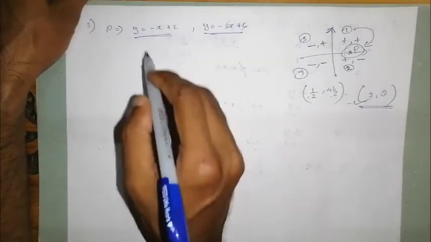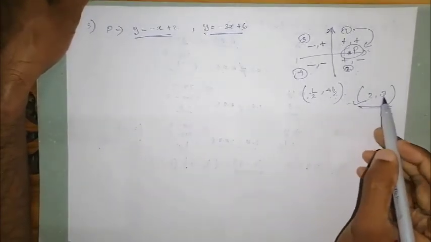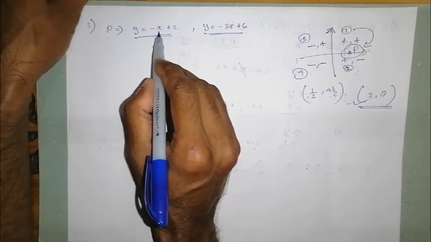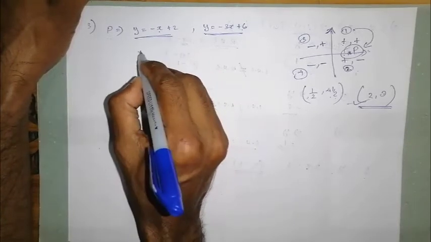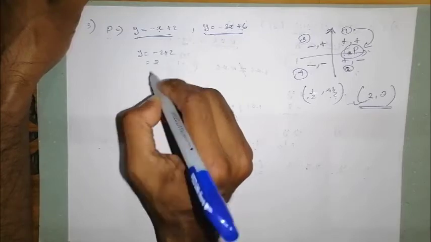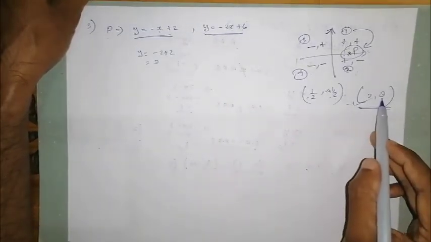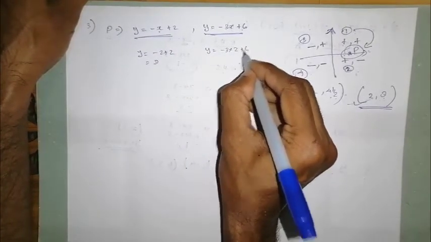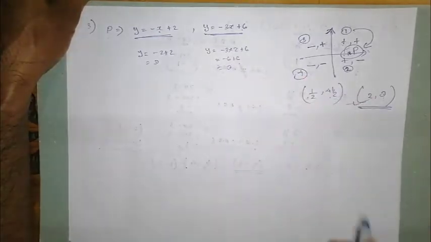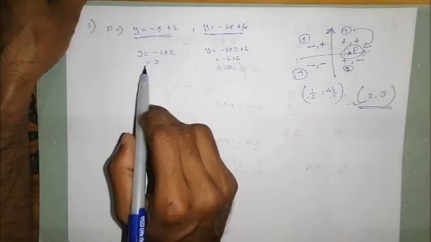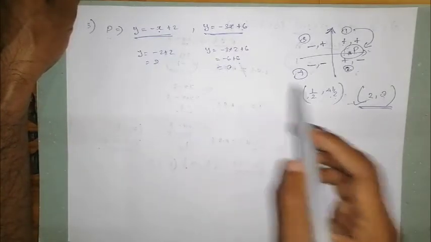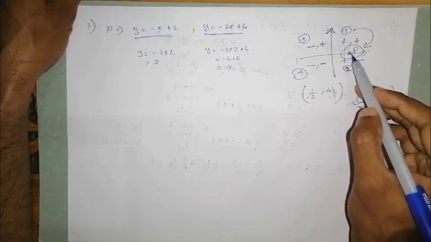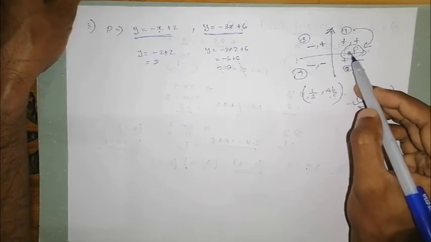We'll recheck it. If you substitute 2 for x, y equal minus 2 plus 2, the answer is 0, which satisfies the coordinates. If you substitute here, y equal minus 3 into 2 plus 6, minus 6 plus 6, which is also 0. So you don't need to substitute here, you can use this knowledge. Point P lies on the x-axis. If a point lies on the x-axis, the y coordinate is always 0.